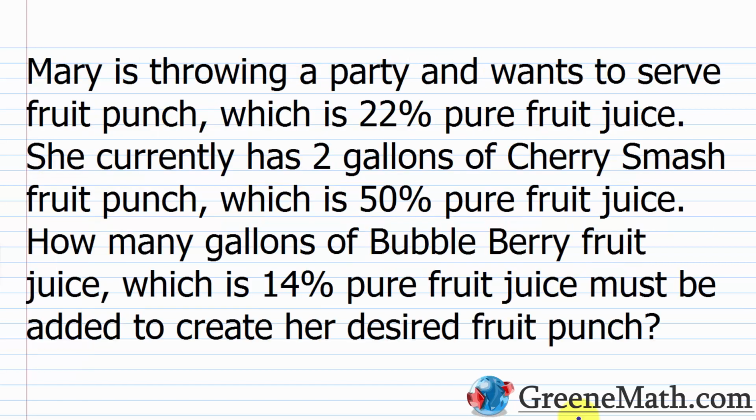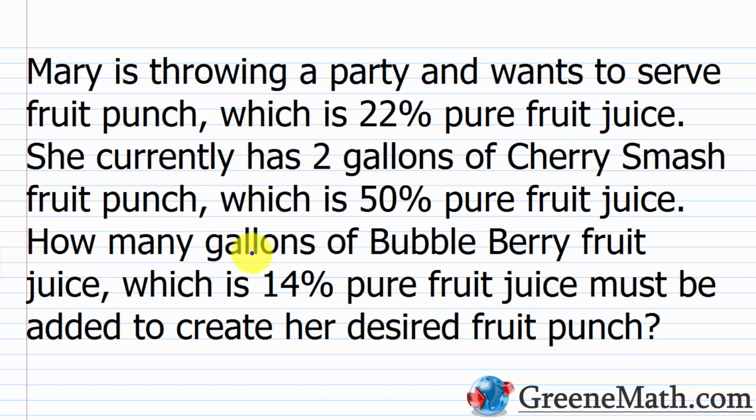All right, let's look at a typical word problem now. Mary is throwing a party and wants to serve fruit punch, which is 22% pure fruit juice. She currently has 2 gallons of cherry smash fruit punch, which is 50% pure fruit juice. How many gallons of bubbleberry fruit juice, which is 14% pure fruit juice, must be added to create her desired fruit punch? So understand what we're trying to find here.